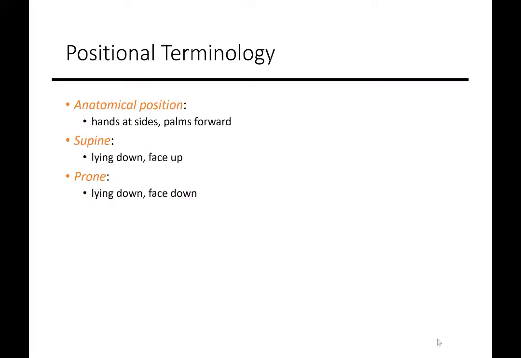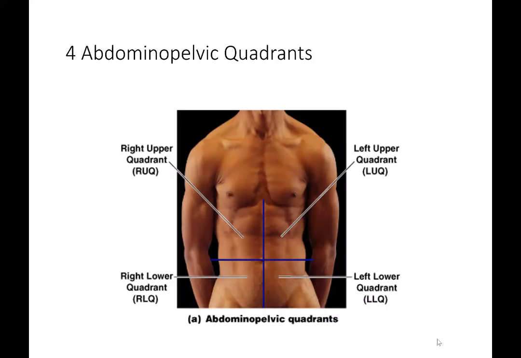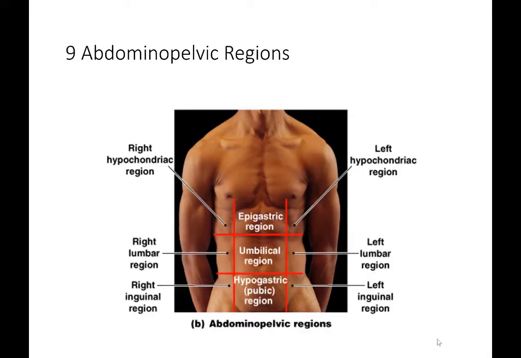And so anatomical position is very important because the two bones of the forearm need to be parallel to each other. Supine means you're just lying down, face up. Prone is just the opposite, where you're lying down, but face down. There are four main abdominopelvic quadrants. However, the abdominopelvic regions, which look like a tic-tac-toe board on someone's abdominal surface, are the main ones that I need you to know.